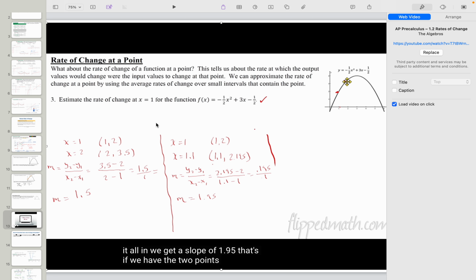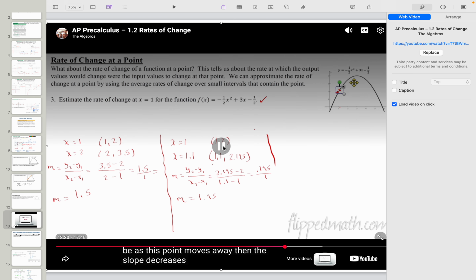That's if we have the 2 points so close together. If we move that all the way down to here, we get a different slope. It's a little more steep than it would be. As this point moves away, then the slope decreases. But as they come close.